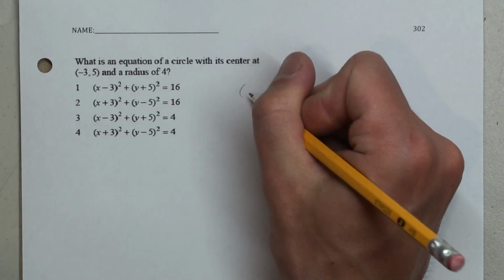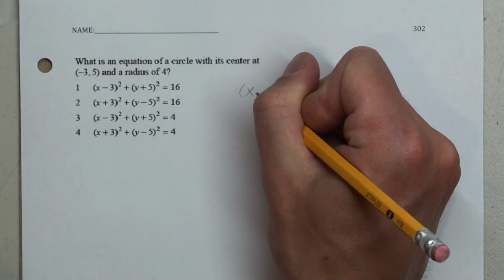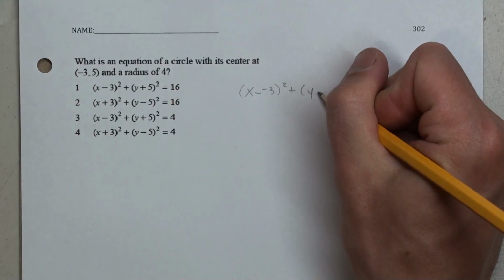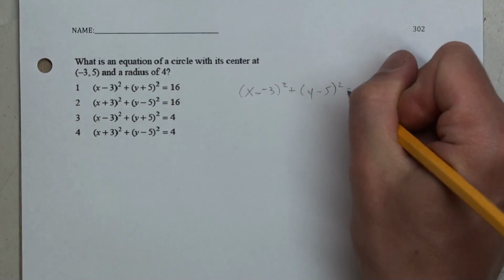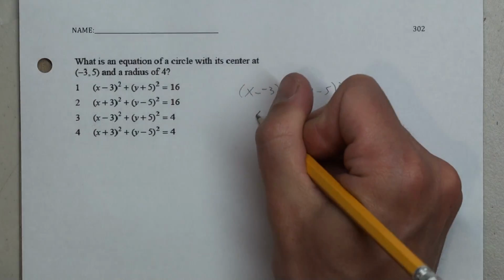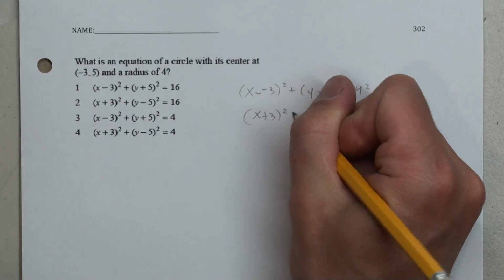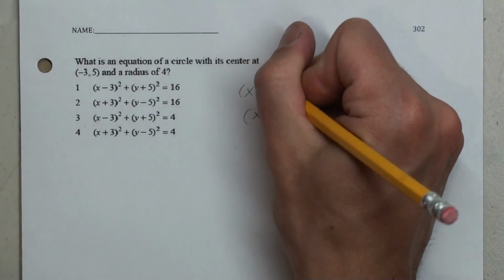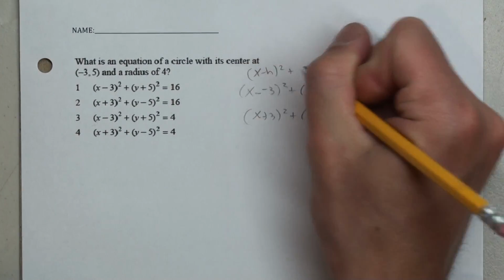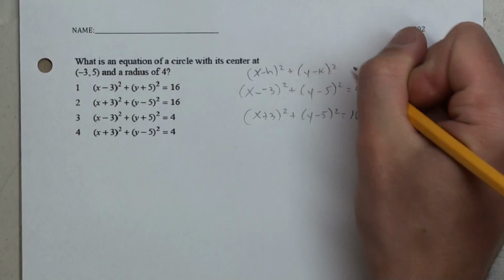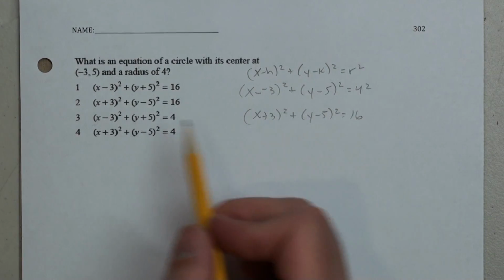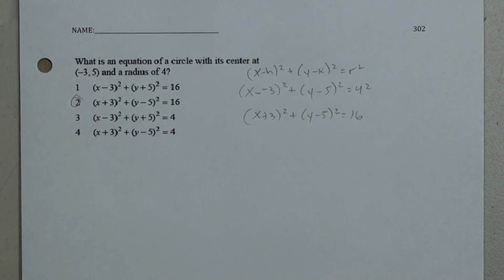Okay, so this would be (x minus -3) squared plus (y minus 5) squared equals 4 squared. So that would be (x plus 3) squared plus (y minus 5) squared equals 16, because remember, the equation is (x minus h) squared plus (y minus k) squared equals r squared. So plus, minus, and 16. There it is. Choice 2.